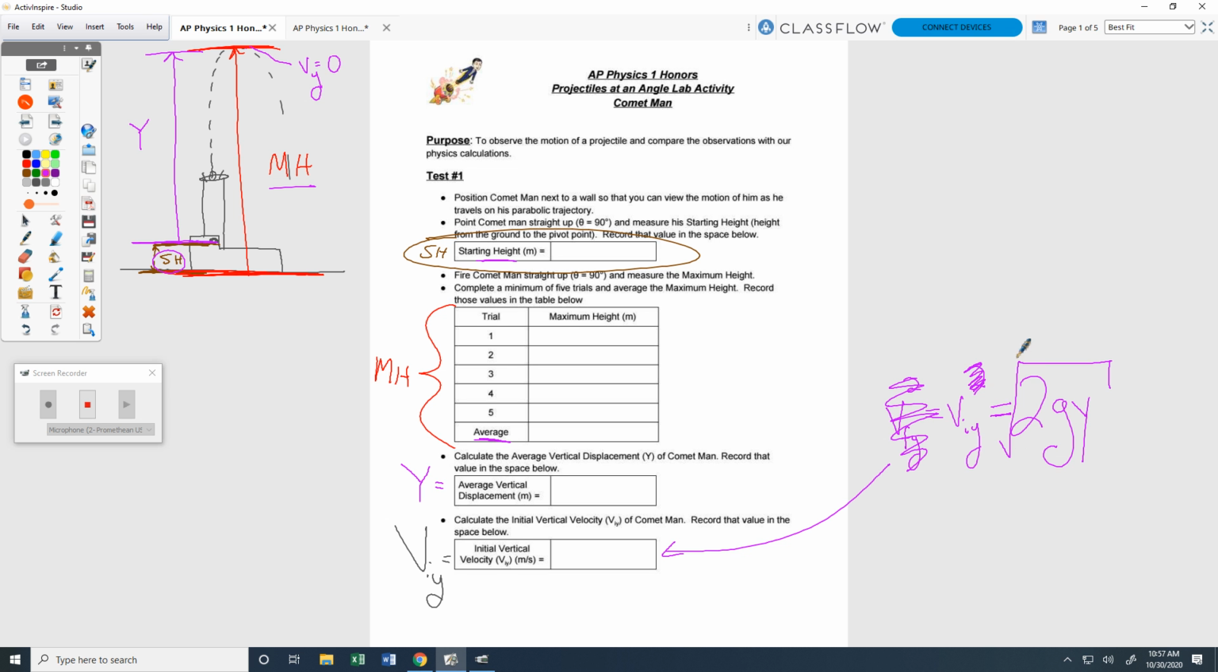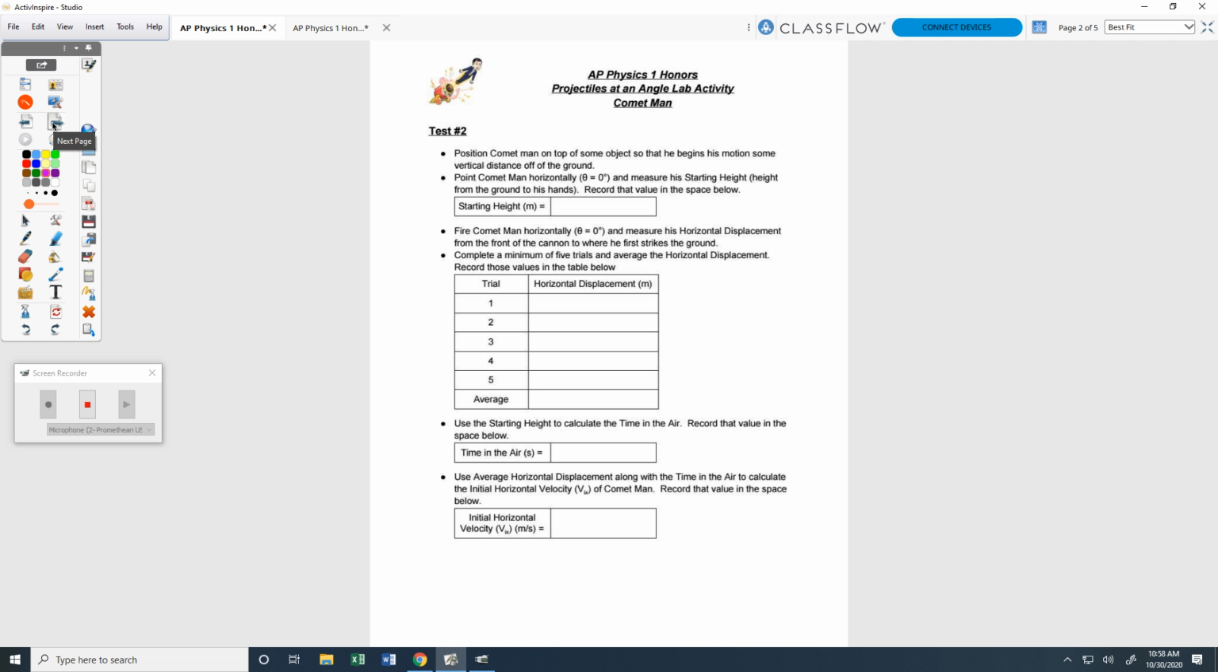And then what I have is a great little way of finding how fast something's moving vertically if I can measure the maximum height of it. So if I can measure this Y value, this average vertical displacement, that's how we're going to find that VIY right there. You should find out that Comet Man gets launched somewhere around 4 meters per second. So you've got to make sure everything's in meters. That was test number 1. I'll come back to it.